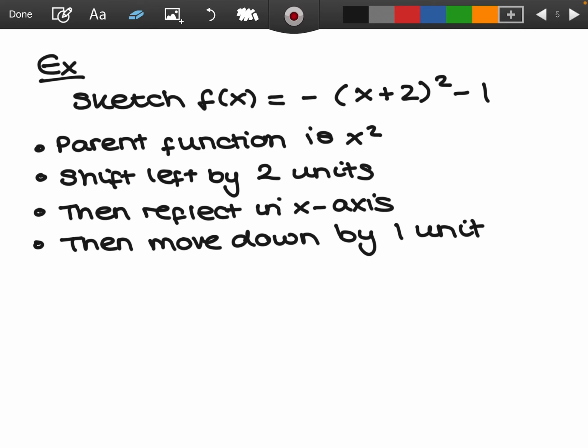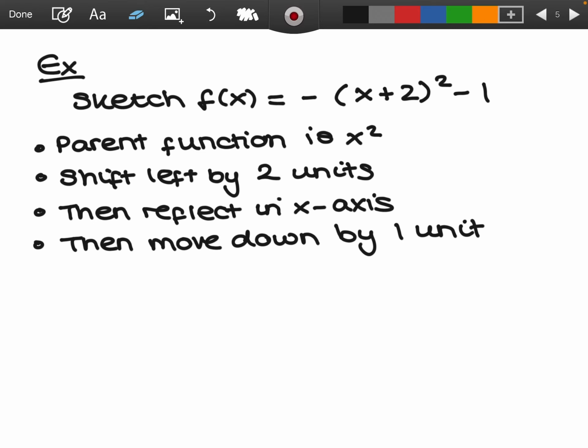Then we move to things outside of the parent function. So we've dealt with all of our horizontal translations, we now move on to vertical translations. So we have negative of that function. Because we've got a negative in front of x plus 2 squared, that means that we take that x plus 2 squared graph and then we are going to reflect it in the x-axis. So that's going to give us our first vertical translation. And then once we've done that, we're going to subtract 1, which means we then move down by 1 unit.